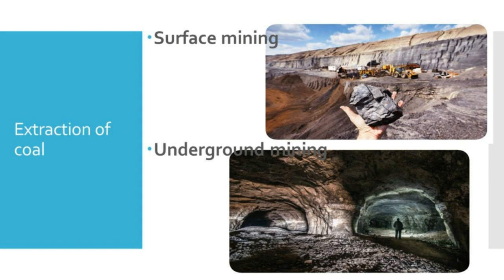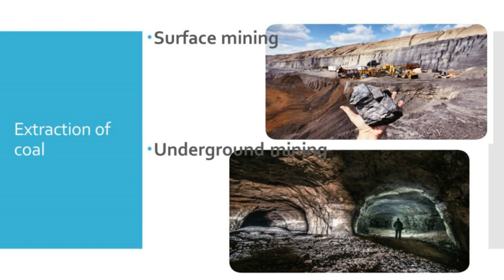Extraction of coal. Coal is extracted from the coal beds found below the surface of the earth. Coal found inside the earth is broken into pieces by explosives and brought above. Depending on the depth of the coal bed, coal is extracted in two ways. One is surface mining and another one is underground mining.